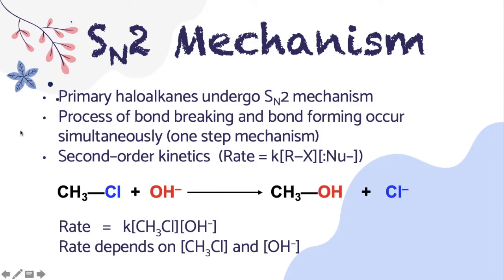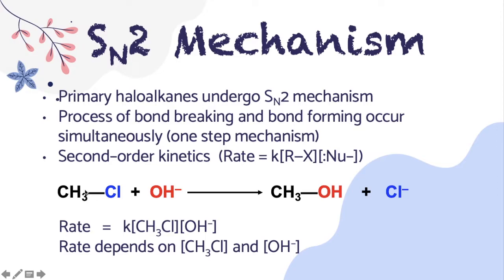The SN2 mechanism is second-order kinetics. So rate equals k times the concentration of haloalkane times the concentration of nucleophile. So in the SN2 mechanism, the rate is determined by the concentration of haloalkane and nucleophile.